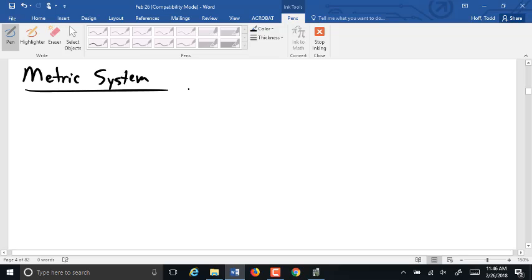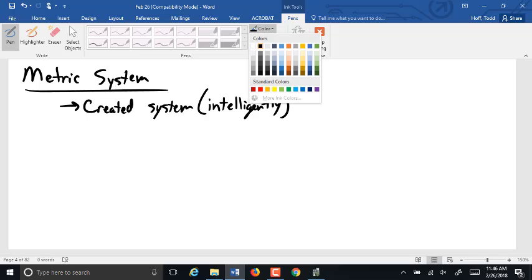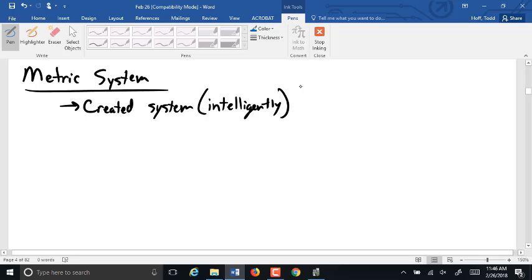A few notes about the metric system. The metric system was developed in the late 1800s, so it has been around for about 130 or 140 years now. One of the advantages of the metric system is it is a created system. Now, by created, I should have added in there intelligently created. Not that our standard measuring system wasn't very intelligent. It was very clever for the time when there was no current measuring.